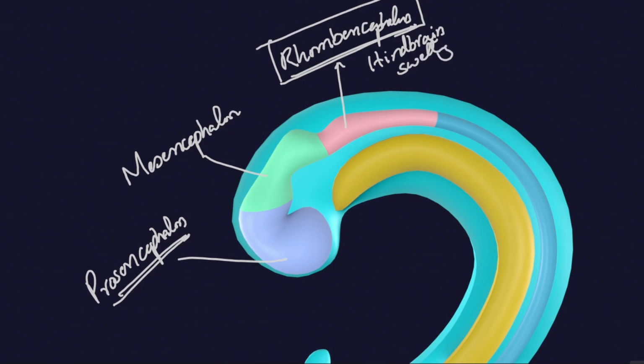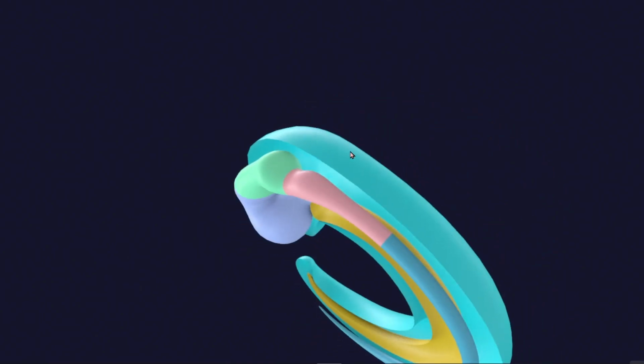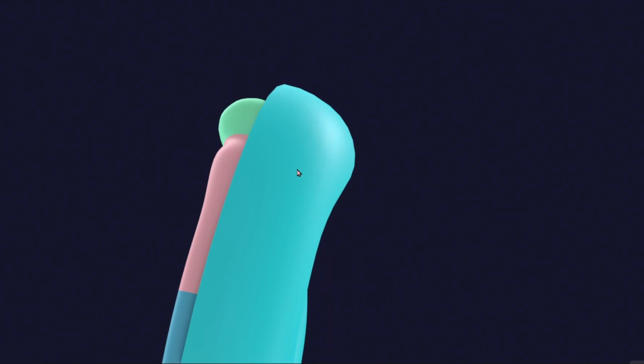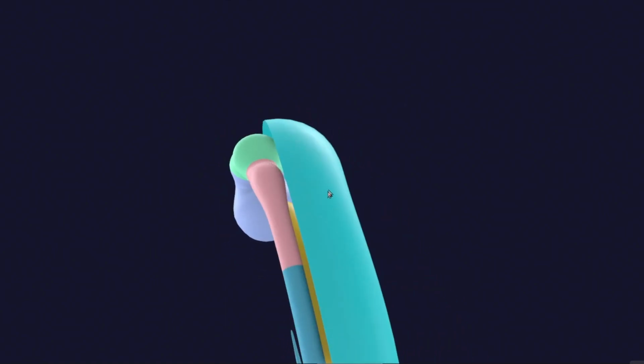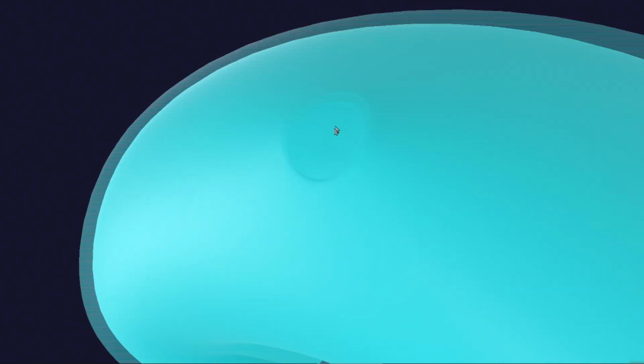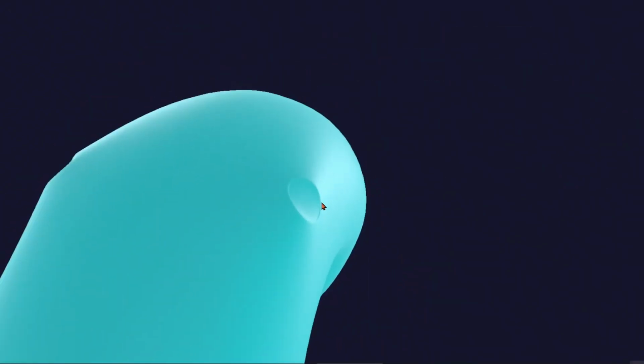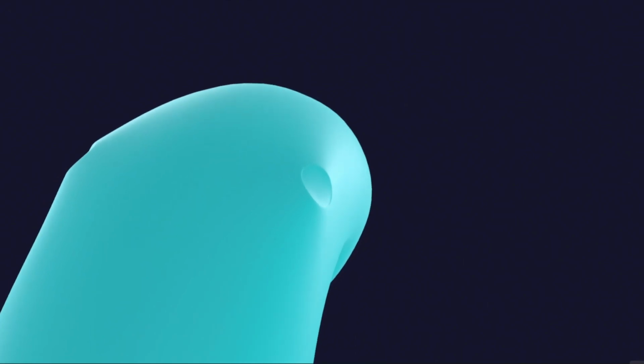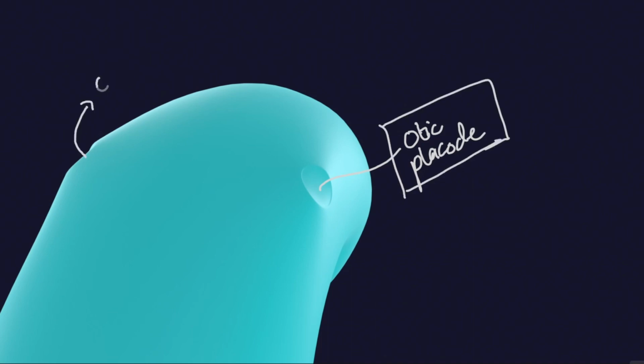At the level of rhombencephalon, we have this ectoderm, and the ectodermal thickening develops bilaterally. This is, by the way, a cross section, and here you can appreciate the bilateral ectodermal thickening. These thickenings are called placodes, and specifically they are called otic. Otic means something related with ear, so this is otic placode. I don't know what is the perfect pronunciation for this. And bilaterally here also, this is the otic placode.